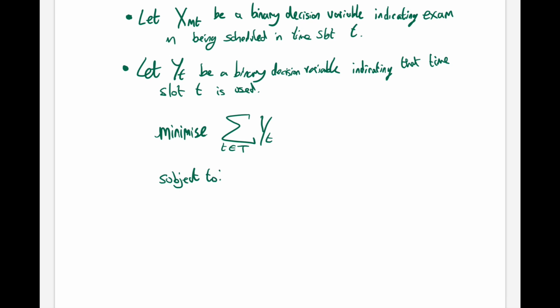The obvious first constraint is that every exam should be scheduled once and only once. So for every module in the set of modules, if we sum up over all the time slots whether that module is scheduled in that time slot, the sum of all those should be equal to 1. That should indicate that only one of those time slots is used for that module, because these x_mt can only take the value of 0 or 1. So if the sum of them is equal to 1, only one of them is used.